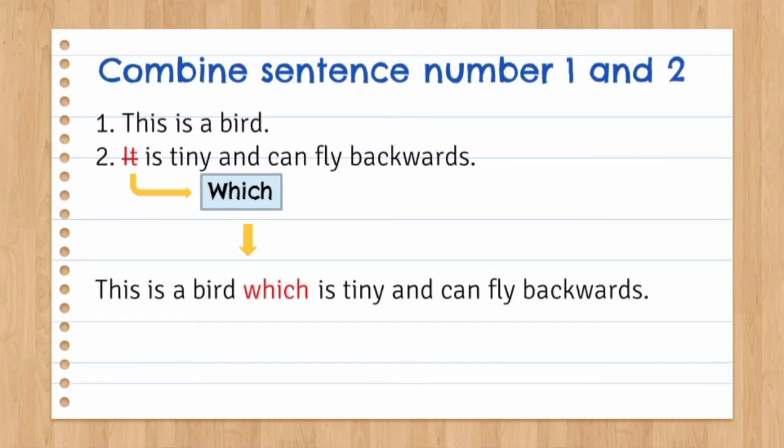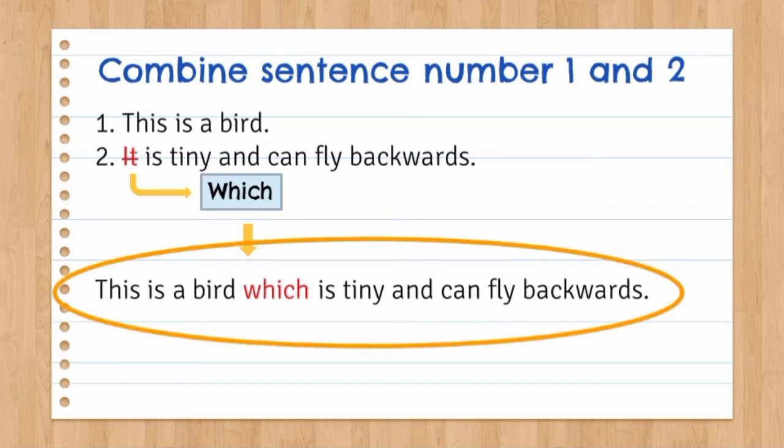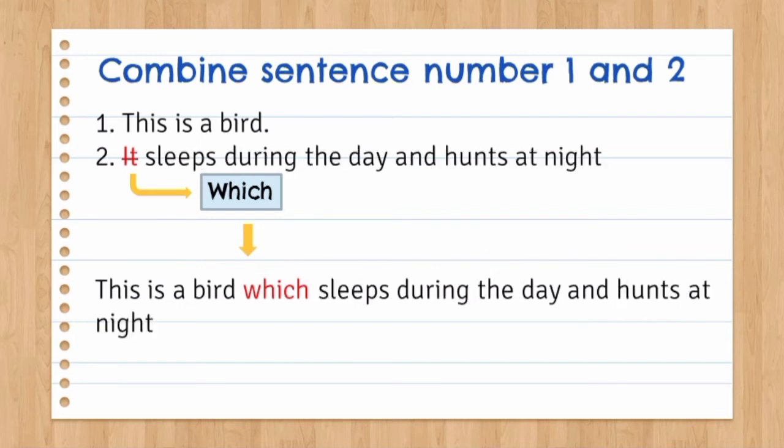Take a look at example here. Combine sentence number 1 and number 2. The first sentence is, this is a bird. And the second sentence is, it is tiny and can fly backwards. So if we want to combine those two sentences, we are going to erase the subject it and change it with which. And it becomes, this is a bird which is tiny and can fly backwards.